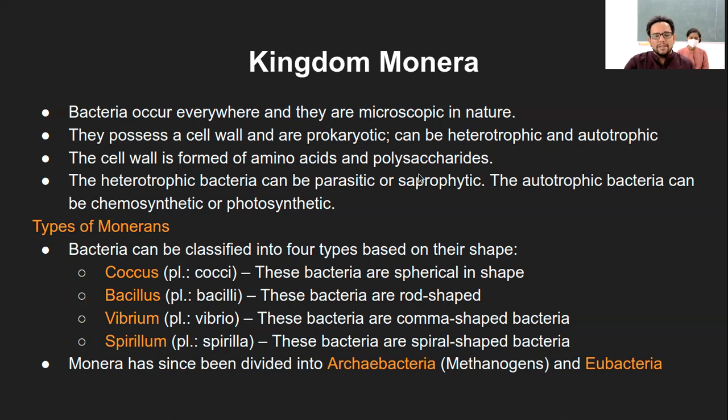The major difference that you would remember between prokaryote and eukaryote is that the cell wall of these bacteria, or kingdom Monera organisms, is formed of amino acids and polysaccharides, which ultimately means proteins and carbohydrates, polysaccharides particularly. And these heterotrophic bacteria can again be parasitic and saprophytic. Does anyone know what is saprophytic?